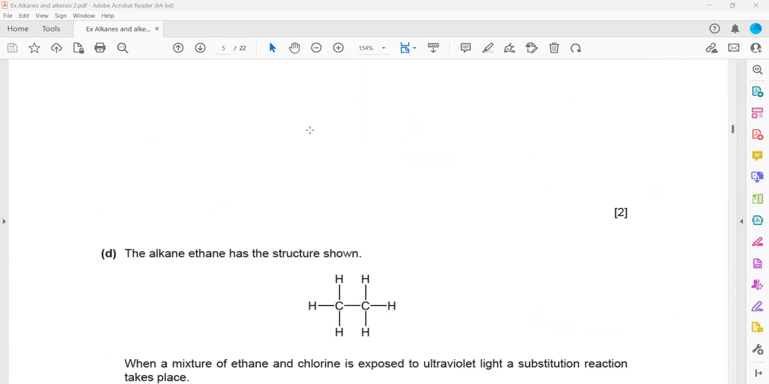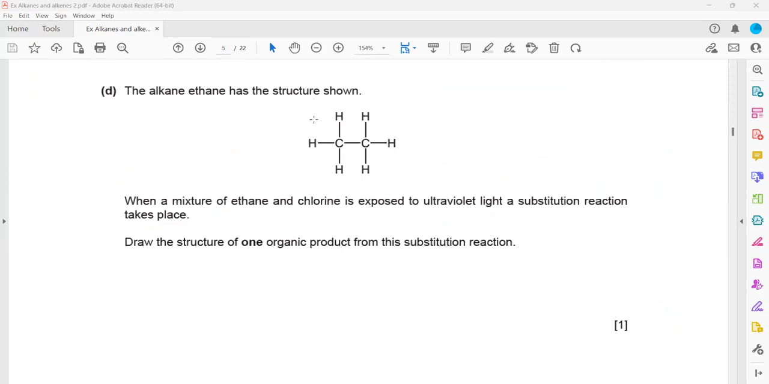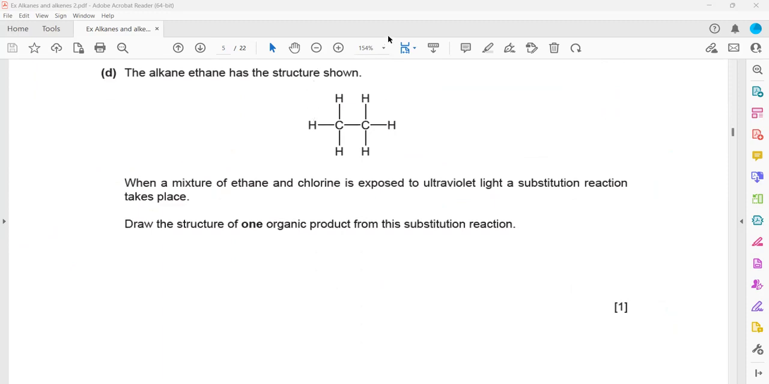Then the alkane, such as ethane, has a structure. When a mixture of ethane and chlorine is exposed to ultraviolet light, a substitution reaction takes place. Draw the structure of one organic product. When chlorine reacts with any alkane, one chlorine takes the position of a hydrogen, and one hydrogen will be removed. So what will be the structure? Can you draw the structure of the organic product? Organic product means a product which contains carbon.